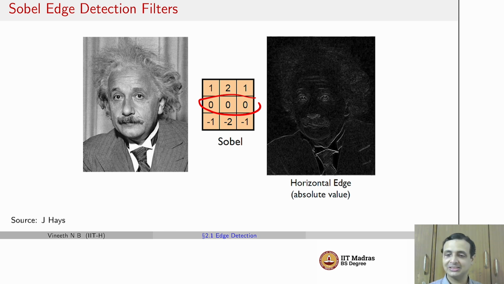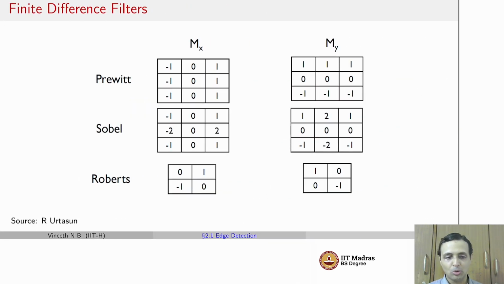Are these the only two filters? Not necessarily so. There are more such filters. There's something called the Prewitt filter. There's something called the Sobel, which we just saw. There's also the Roberts filter, which finds edges in diagonal directions. So clearly, you can handcraft several kinds of filters to be able to find edges in different directions. An obvious follow-up question for us now is, then how do we find edges in any direction? Do we have to convolve with many different filters to be able to find edges in different directions? Let's see that in a moment.